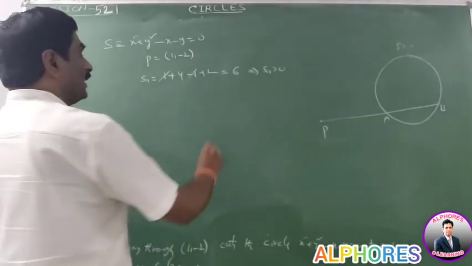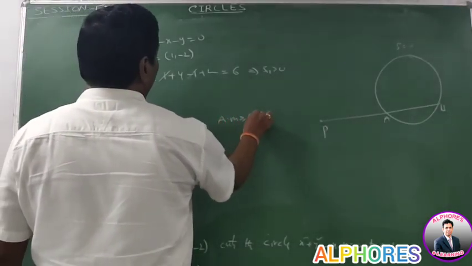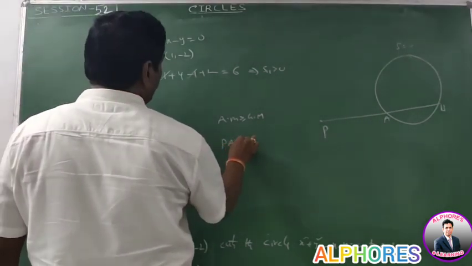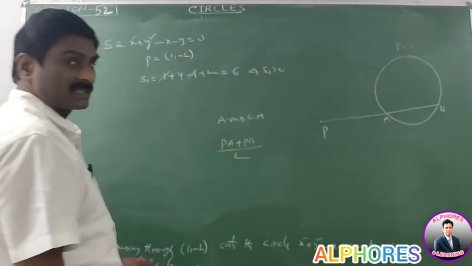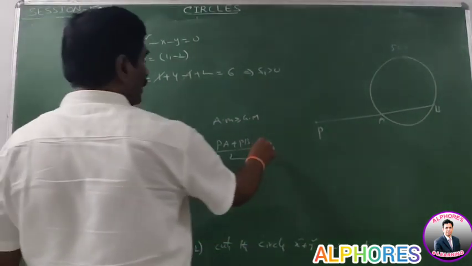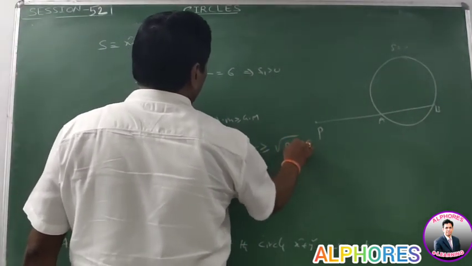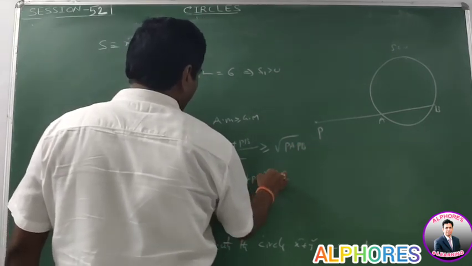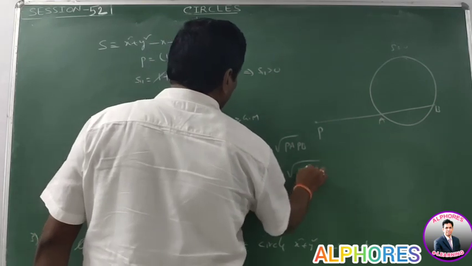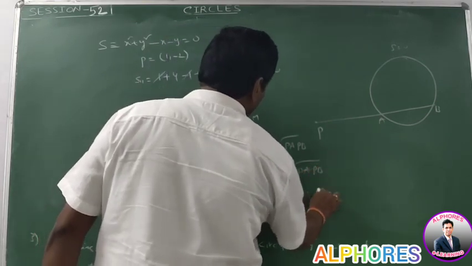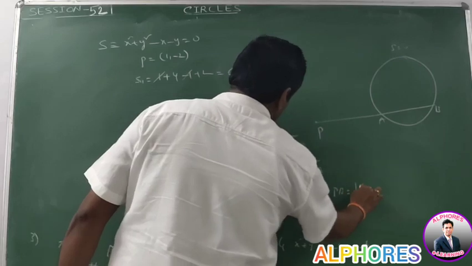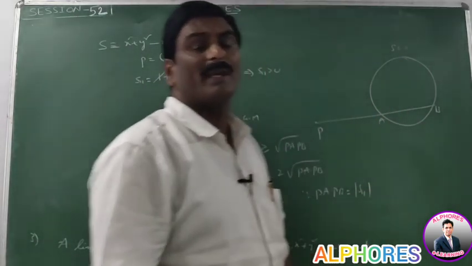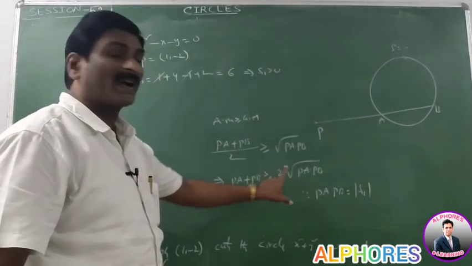For getting the maximum and minimum, AM is greater than or equal to GM when the quantities are positive. Here PA and PB are positive lengths, so (PA + PB)/2 is always greater than or equal to √(PA·PB). That implies PA + PB ≥ 2√(PA·PB). But what is the value of PA·PB? If the line through P meets the circle at A and B, then PA·PB is equal to |S11|. By using this property, we find the minimum value.